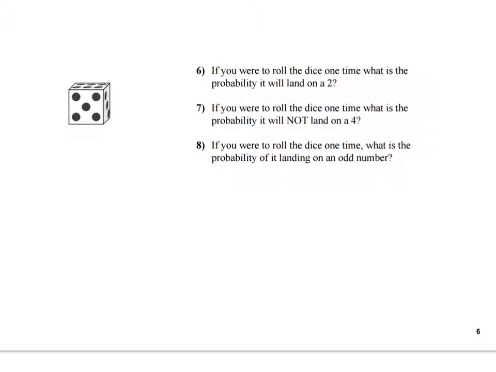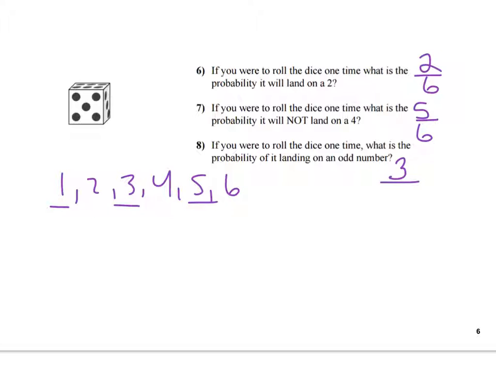Okay, we have 1 die, so a die has the numbers 1 to 6 on it. What's the probability it will land on a 2? Well, there's 6 total possibilities, so it's 2 out of 6. You can reduce that if you want, not totally necessary, but you can. If you were to roll a die 1 time, what is the probability it will not land on a 4? So we're saying everything but a 4. So there's 5 of them there. If we roll a die 1 time, what's the probability of it landing on an odd number? Well, 1, 2, 3. So that's it.